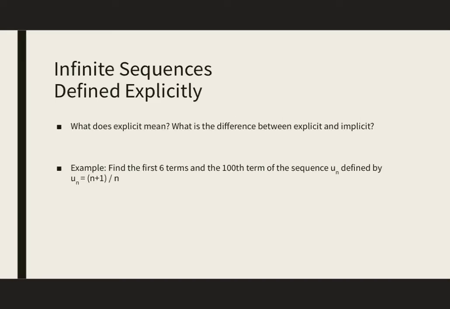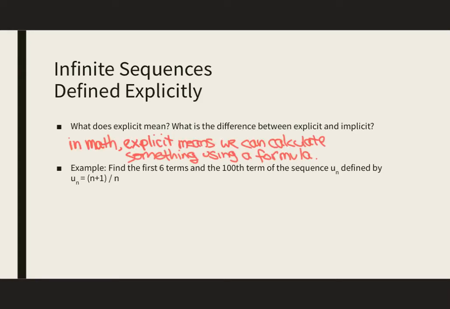Let's talk about explicitly defined sequences first. And that begs the question, what does explicit mean? Well, in music lyrics, explicit means you don't have to wonder about what the word is that the artist is saying. In math, explicit means that there's a formula to find out what you're looking for. There's a formula for the sequence that we could use to calculate the terms.